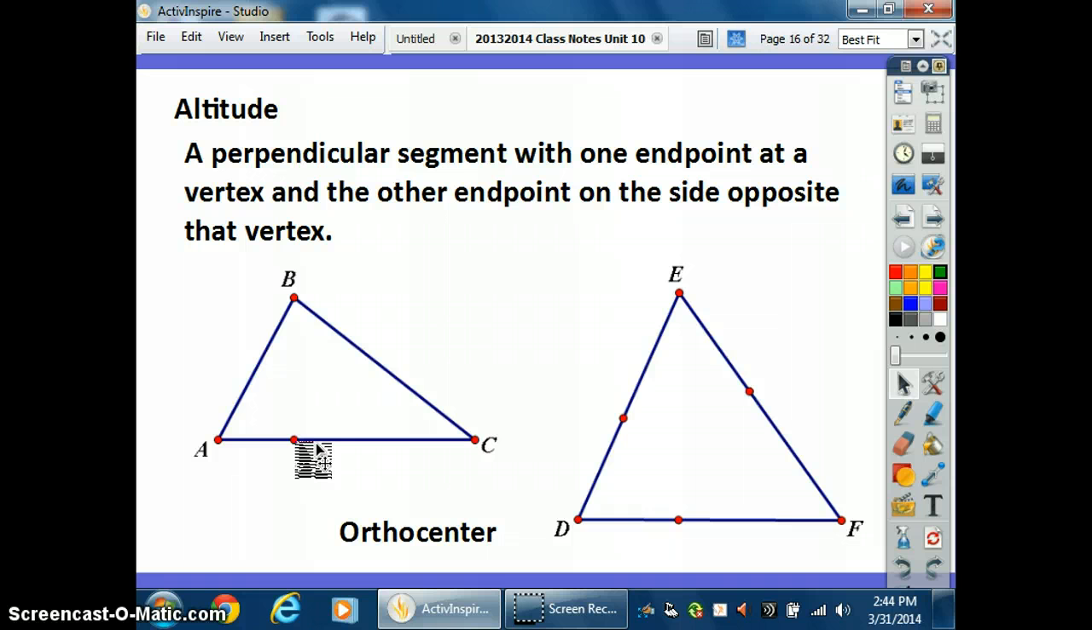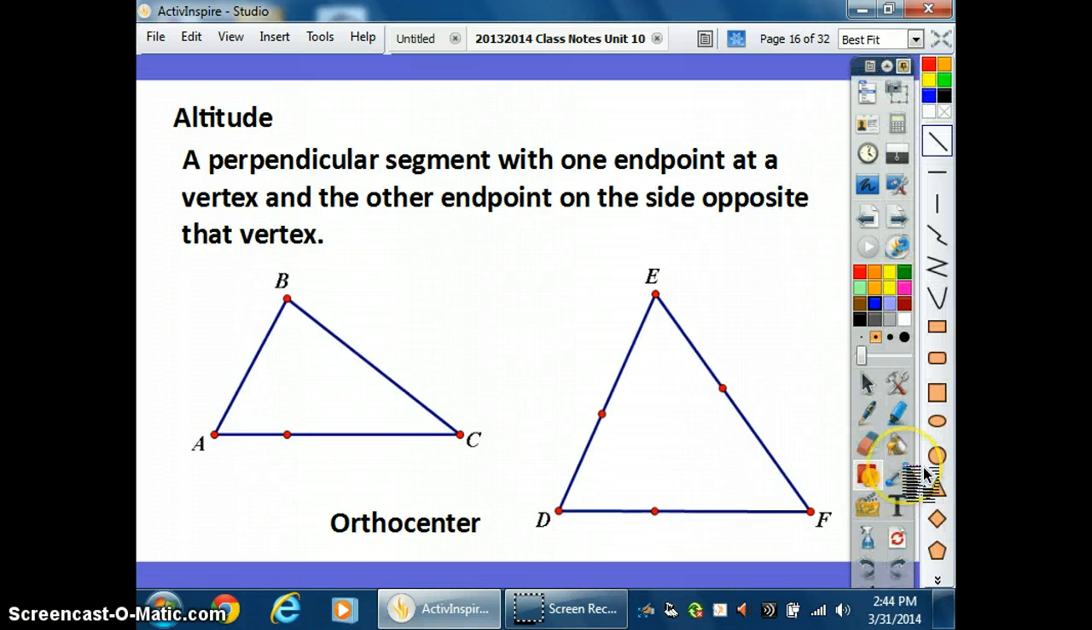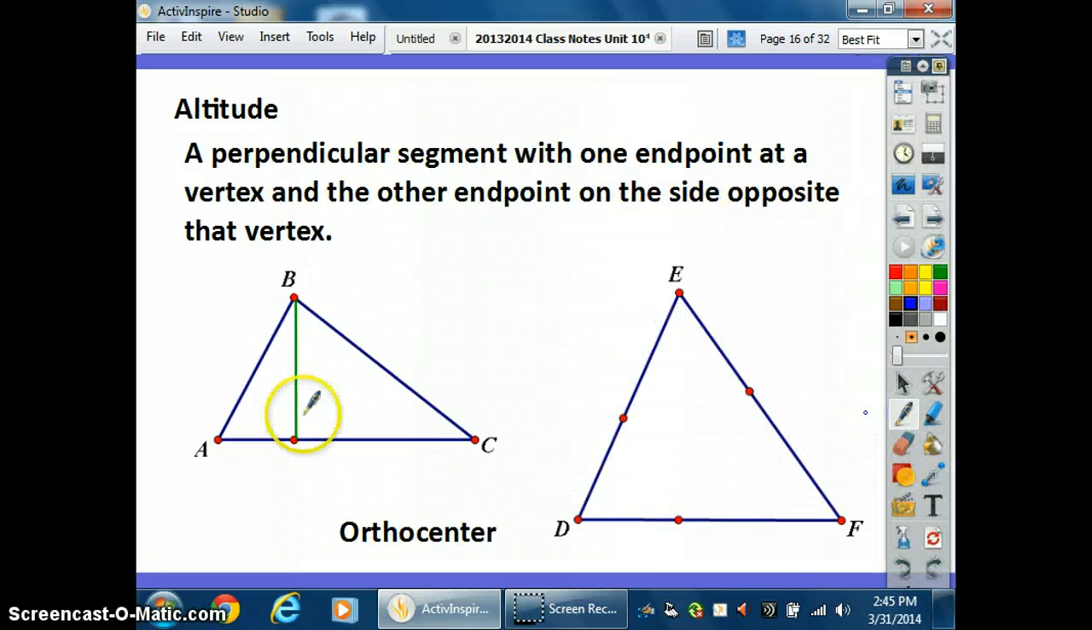So let's go ahead and draw in that perpendicular line, just like that. And then we'll put a right angle symbol. Now, if you draw in all 3 altitudes, we will get a center. It's called an orthocenter. So we'll go ahead and draw those in.